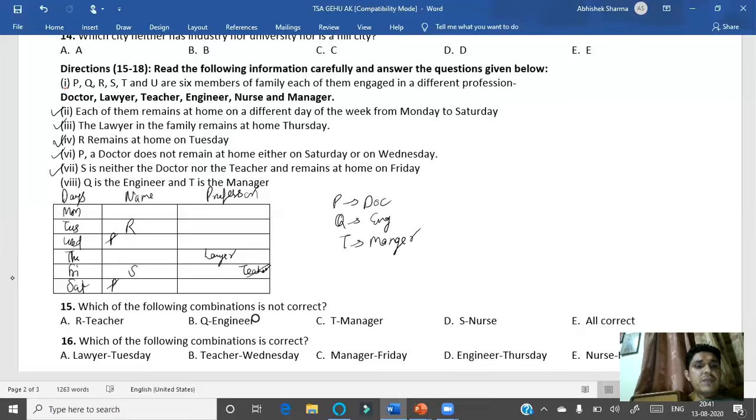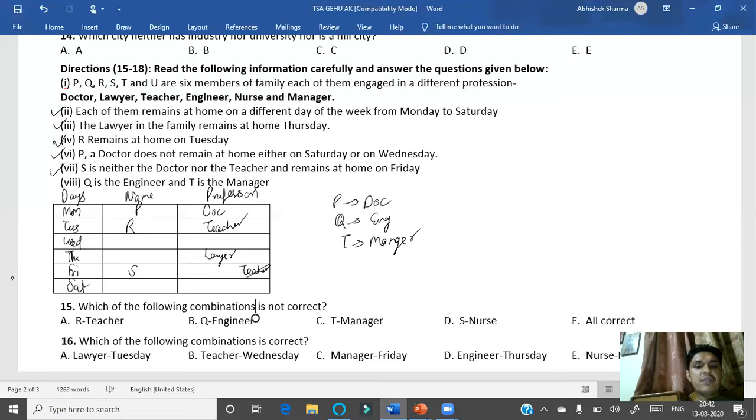So P is a doctor, and P will not be on Wednesday and Saturday. So the only place left for P is Monday. P's profession is doctor, so this is very obvious, right? So we can remove P from here. Thereafter, the teacher will not be on Friday. So obviously, the teacher will be on Tuesday, and we can put teacher here, right?